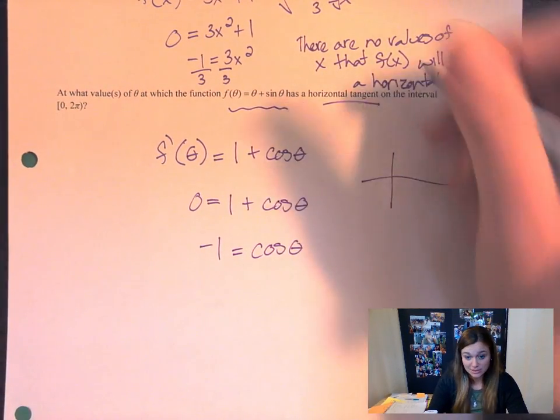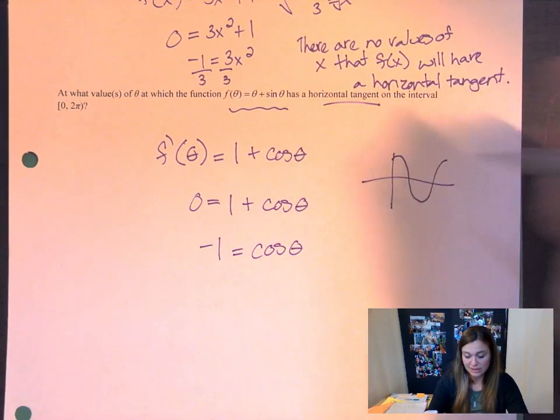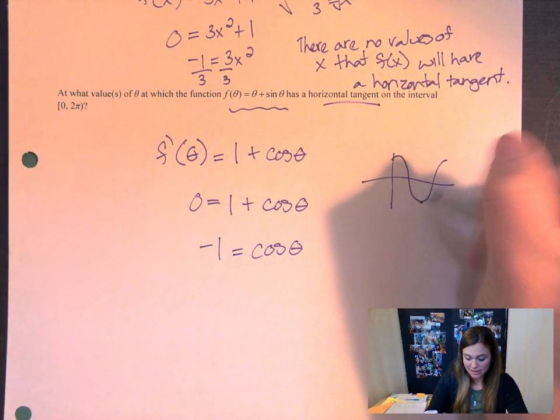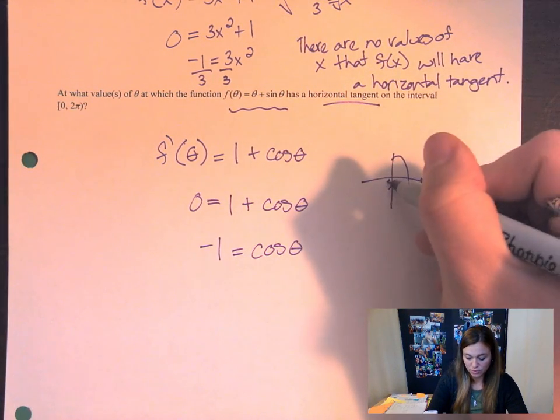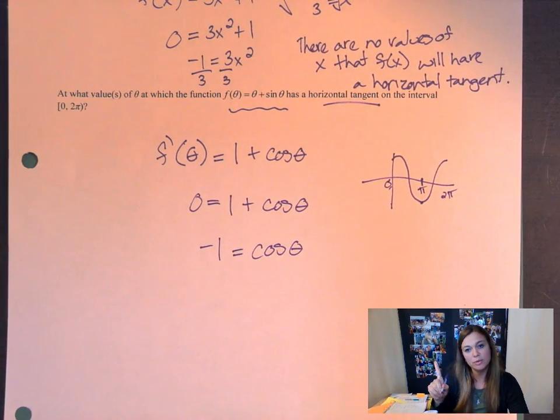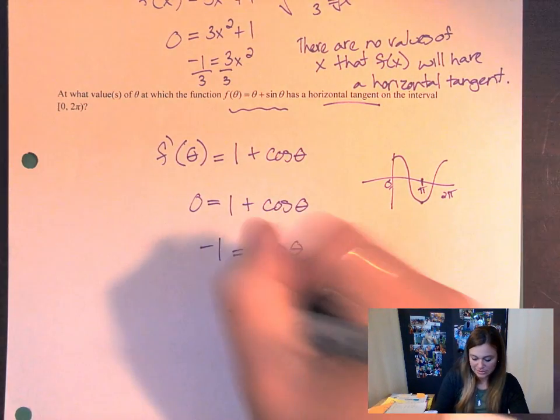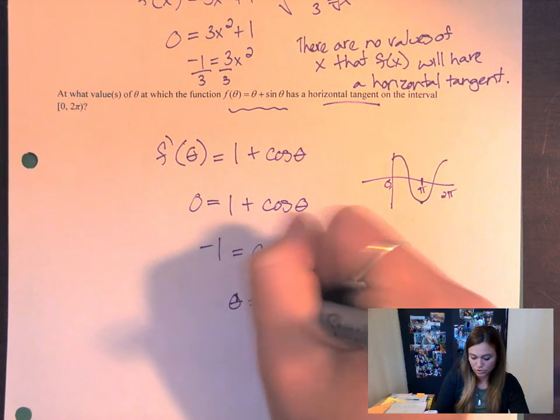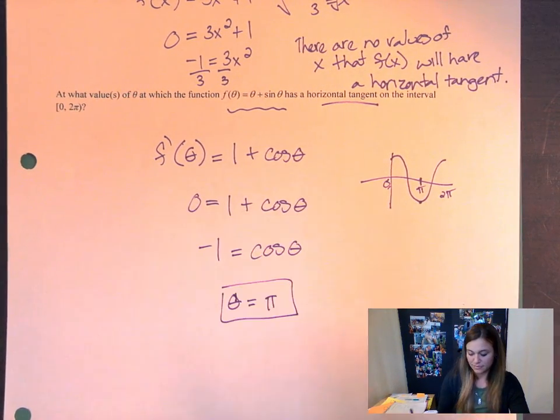So when I do this, I think about, well, cosine curve looks like this. There's only one location that's at -1 between 0 and 2 pi. And that value is halfway there, which would just be 1 pi. So I would say theta is equal to pi. Ta-da!